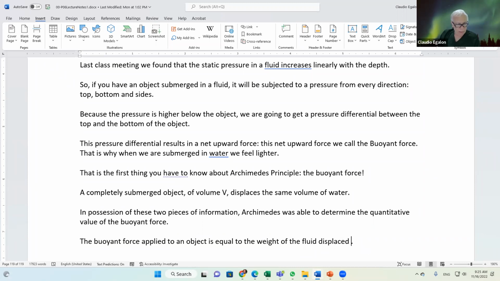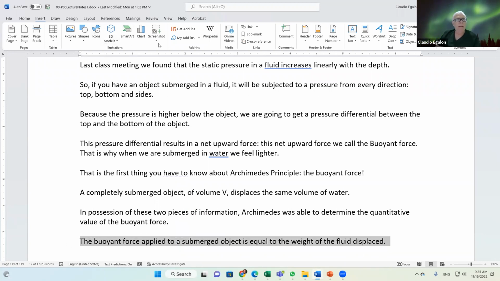Displaced, and the buoyant force applied to a submerged object is equal to the weight of the displaced fluid. Okay, that's the principle that he came up with at the time.